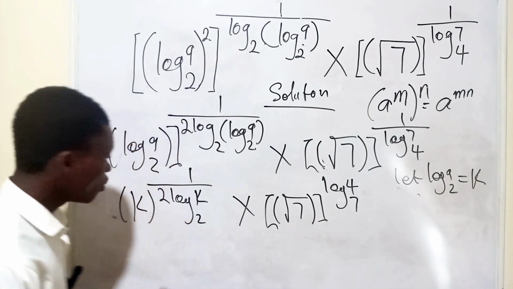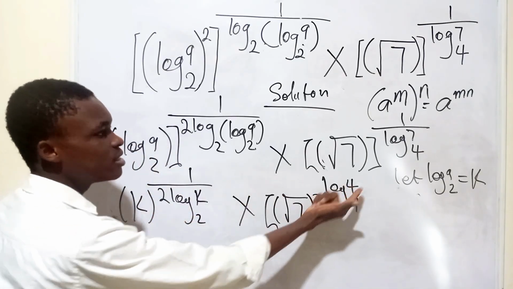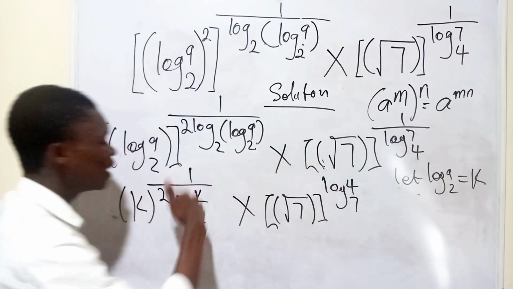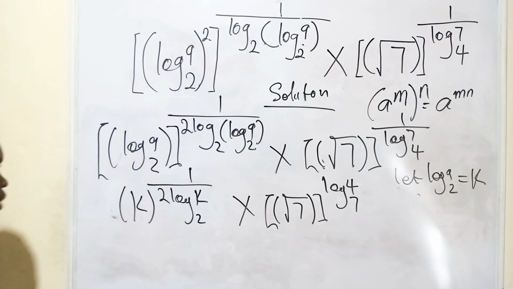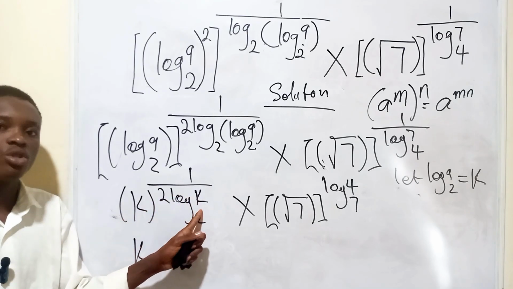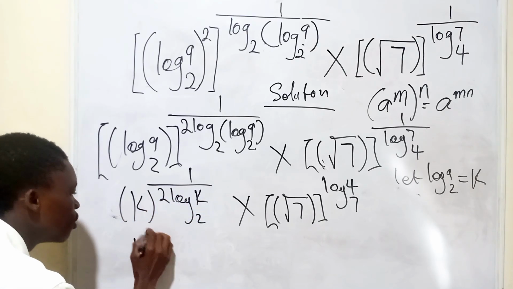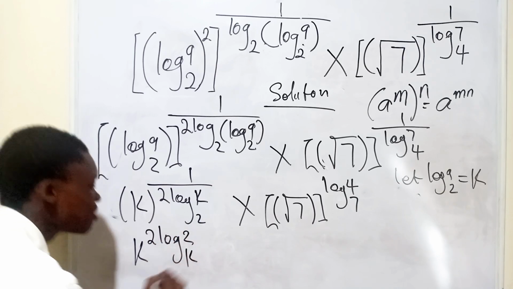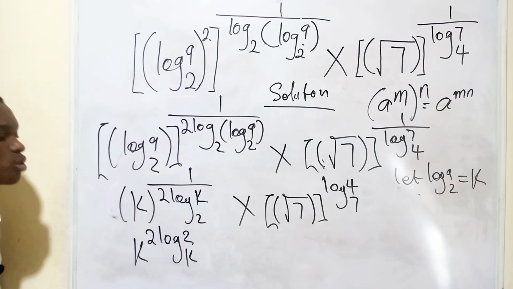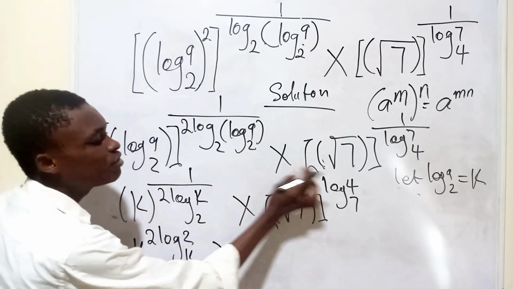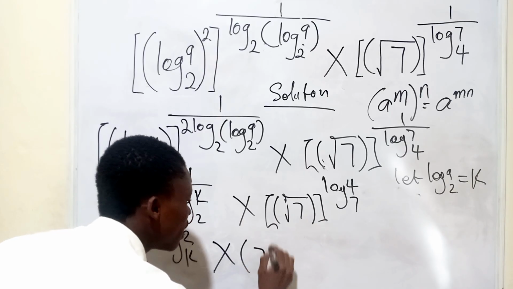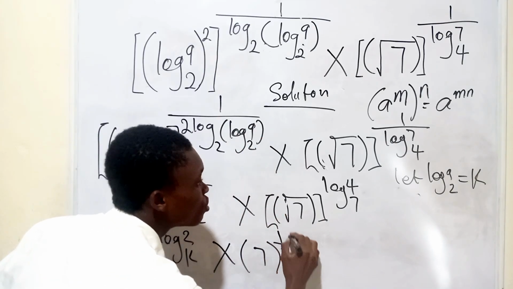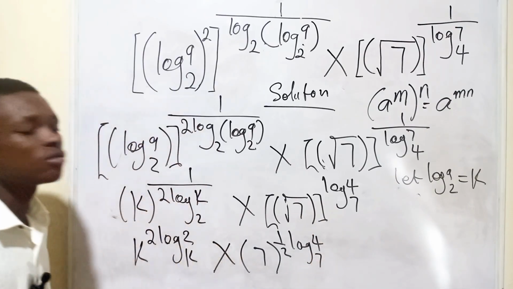All right. The same thing also applies here. The log and the base will also interchange their position here. And this is what will happen. We'll have that this is k raised to the power of 2 log 2 base k, because the log and the base have interchanged their position. So this is times... Now we can remove this square root. If we remove that, what will happen? We'll have that this is just 7 raised to the power of 1 over 2 multiplied by log 4 base 7.